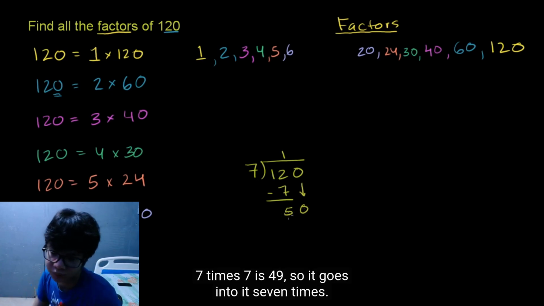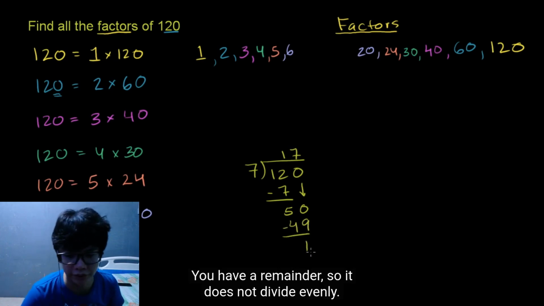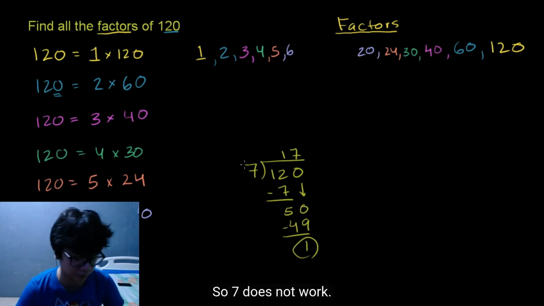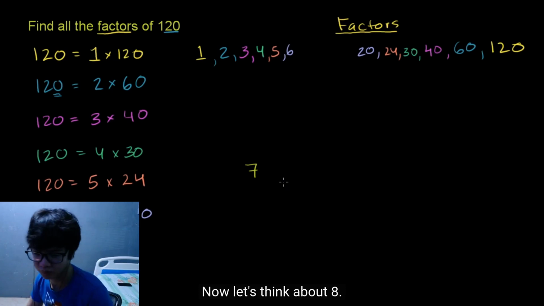7 goes into 50. 7 times 7 is 49. So it goes into it 7 times. Subtract. You have a remainder of one left over. So it does not divide evenly. So 7 does not work. Now let's think about 8.